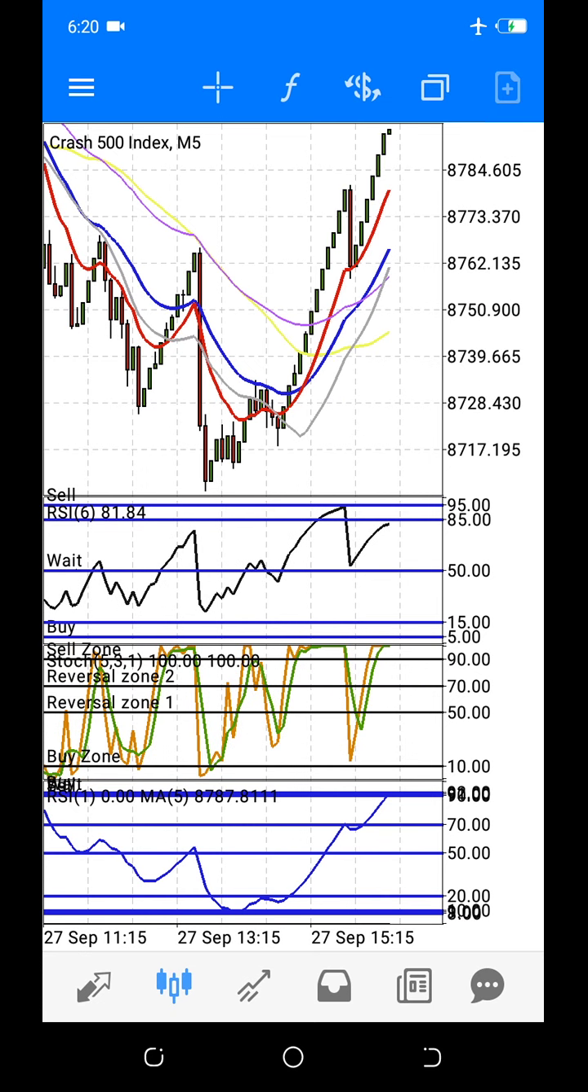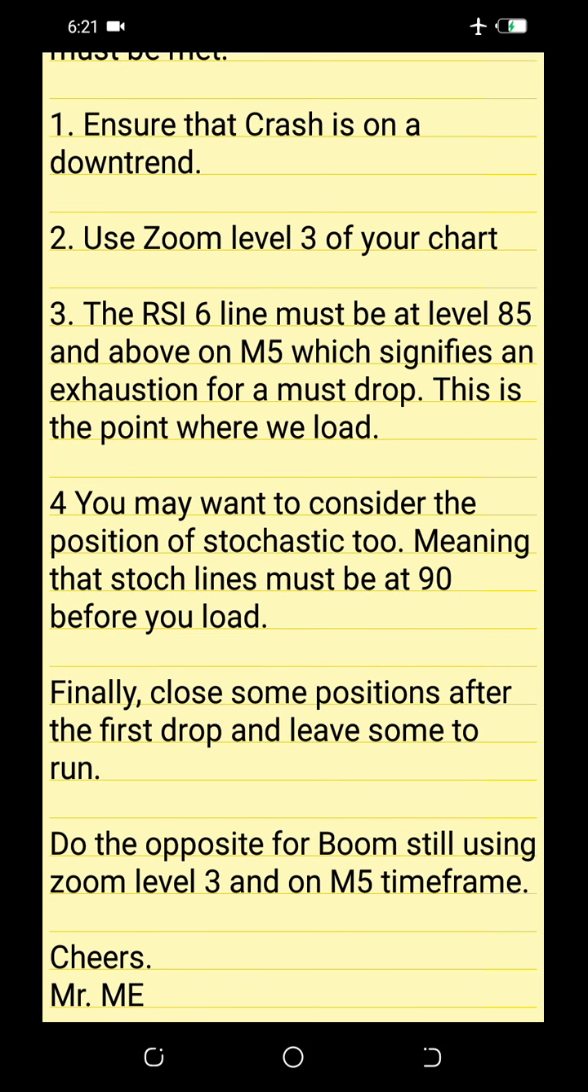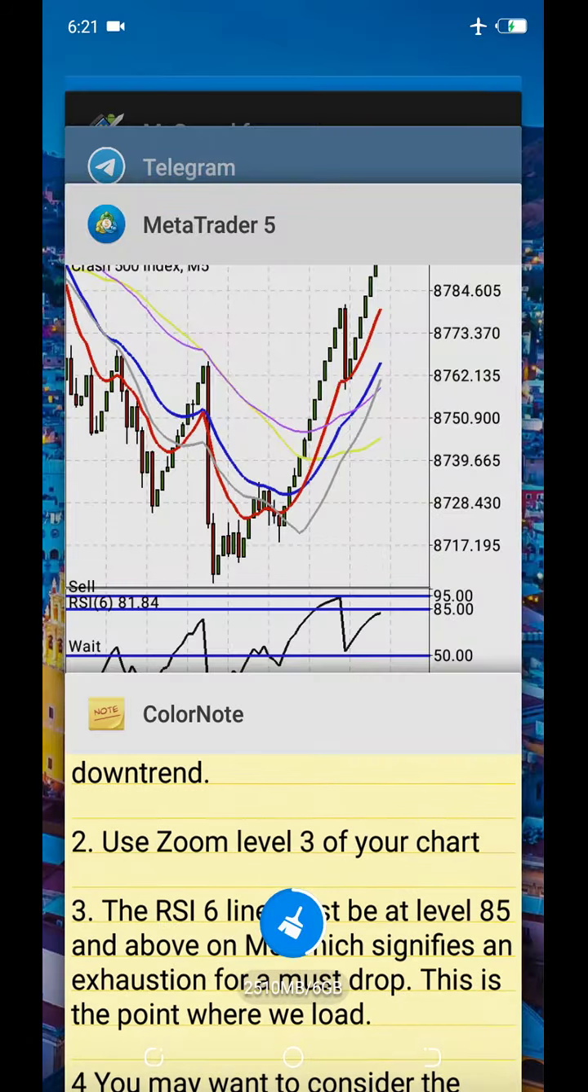Like I said, it's going to drop again, no doubt. But what I said was that you finally close some positions after the first drop and leave some to run. Why you're leaving some to run is because you know that the trend is bearish, it will still drop the more. So you're taking the first drop, right? As it drops, it gives you some good money, you close, allow it to run. Even if it takes you back to negative, not a problem. It's just going to dance around there and then drop again. Proven. So that is that.